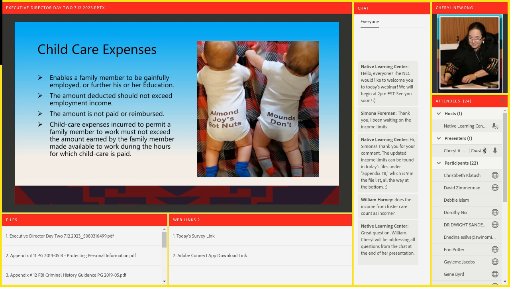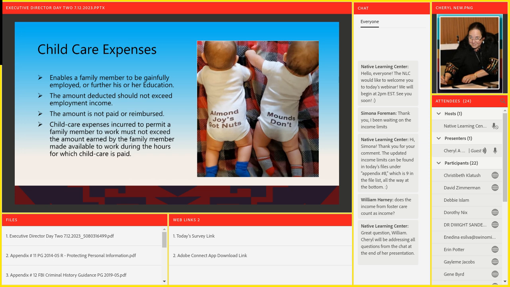Childcare enables a family member to be gainfully employed or further his or her education. The amount deducted should not exceed their employment income. The amount is not paid or reimbursed. Child care expenses incurred to permit a family member to work must not exceed the amount earned by the family member made available to work during the hours which child care is paid. Okay, so if they make $600 selling pies, they can't take an $800 allowance for childcare. It's got to be 600 or less.